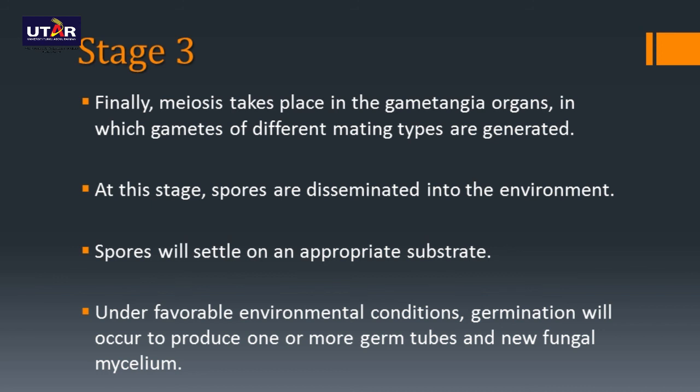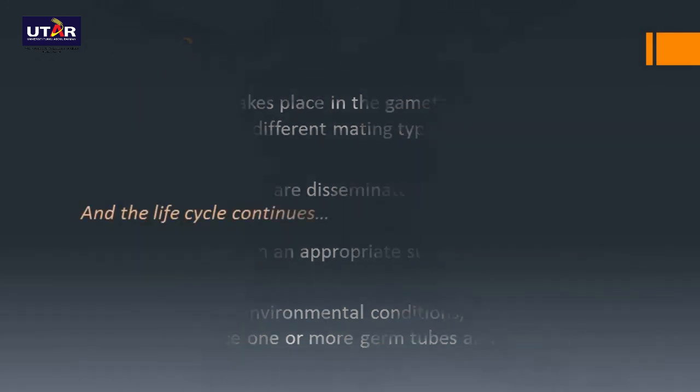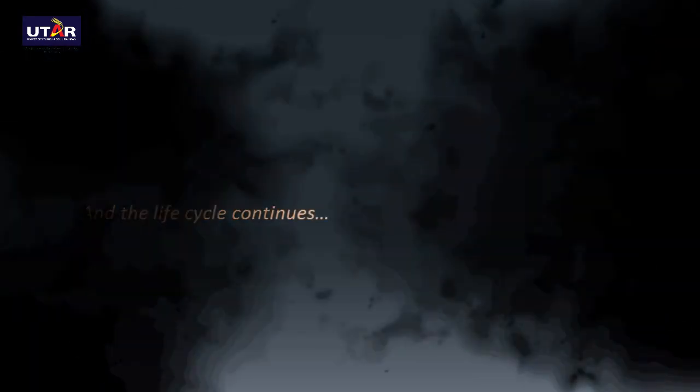At this stage, spores are disseminated into the environment. Spores will settle on an appropriate substrate. Under favorable environmental conditions, germination will occur to produce one or more germ tubes and new fungal mycelium. And the life cycle continues.